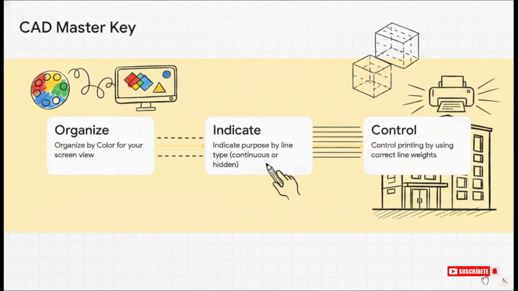It really just comes down to 3 easy steps. Step 1, organize by color for your screen view so you never get lost while drafting. Step 2, indicate purpose by line type. Use continuous lines for visible objects and hidden dashed lines for concealed ones. Step 3, control printing by line weight. Remember, the physical weight of the line dictates the entire visual hierarchy on the final printed page.